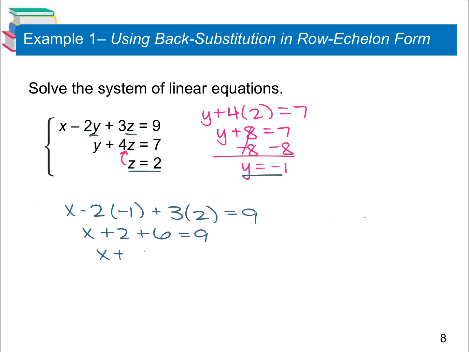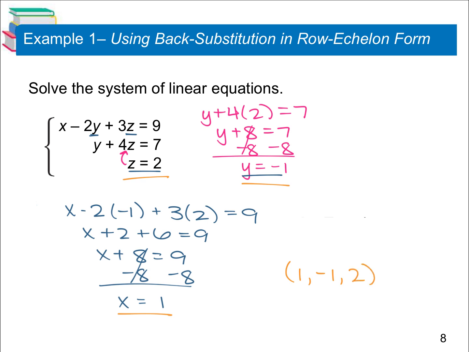Oops. x plus 8 is equal to 9. We move our 8 over by subtracting it from both sides. We get that x is 1. So we have a 1 for x, a negative 1 for y, and a 2 for z. We're going to write our answer as an ordered triple in the form of 1, comma, negative 1, comma, 2.